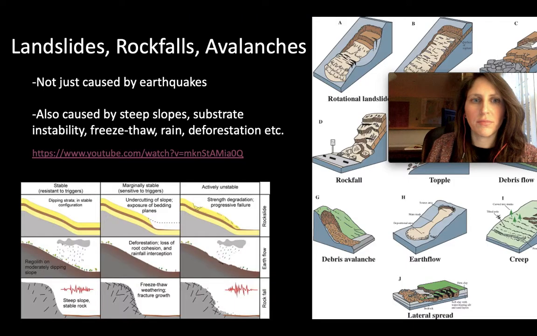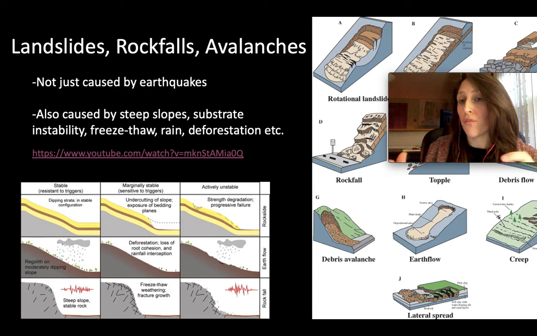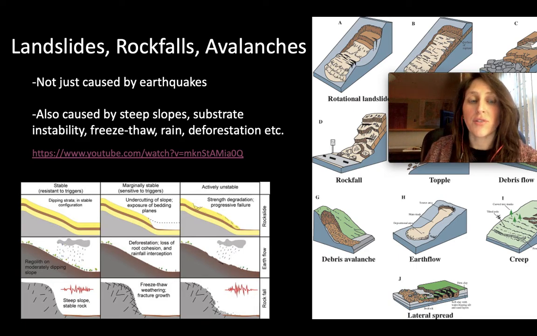So here we go. Okay, so you can have landslides, rockfalls, and avalanches happening without earthquakes. Okay, so this happens when you have slope failure. Okay, so when you have steep slopes, when you have unstable substrate, so substrate again is the type of material that we're on, so bedrock versus loose soil versus clay, etc. Okay, so that's substrate. When substrate is unstable, it can fail and produce a rockfall or avalanche.